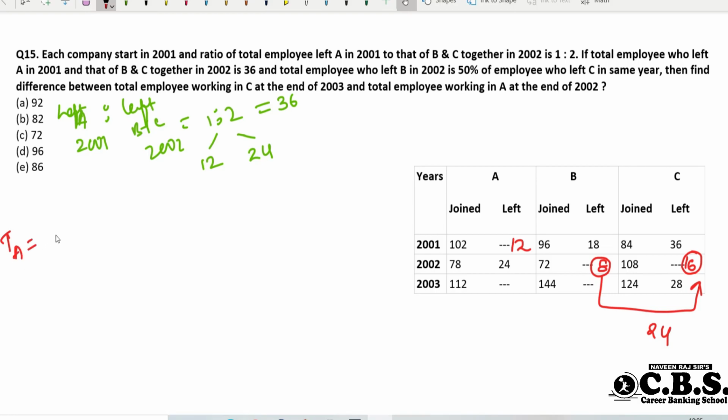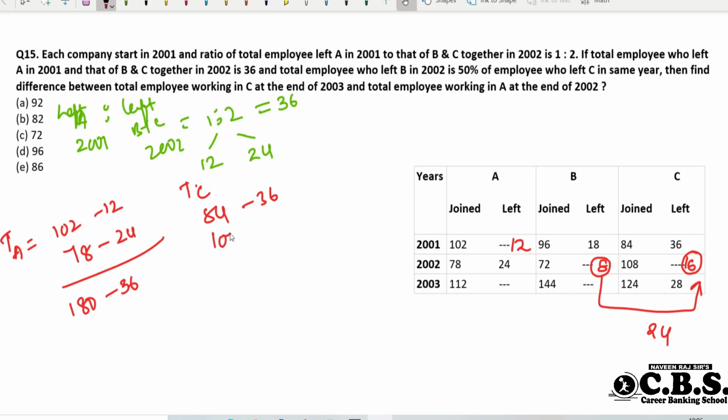So from 2001 or 2002 are joined. How many are left? 12 left. 78 joined, how much left? 24 left. This is 180 minus 36. And again, find the difference between total employees working in C at the end of 2003. 2003 means 2003. 84 joined, 36 left. 108 joined, 16 left. 124 joined and 28 left.